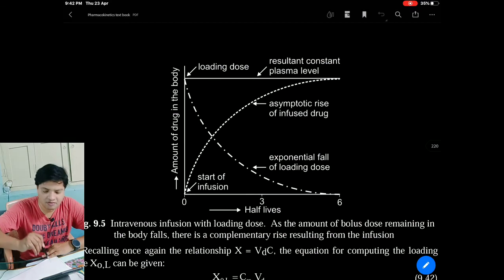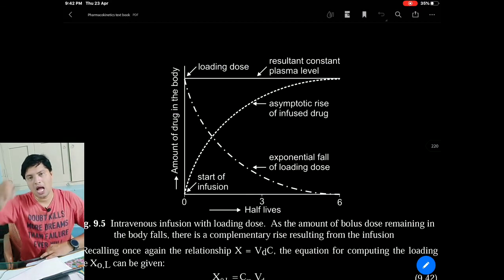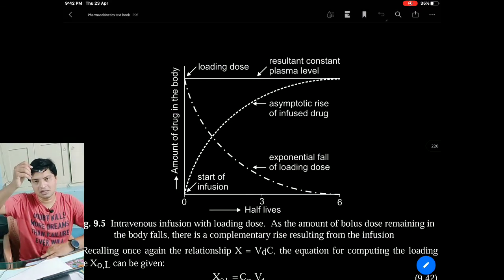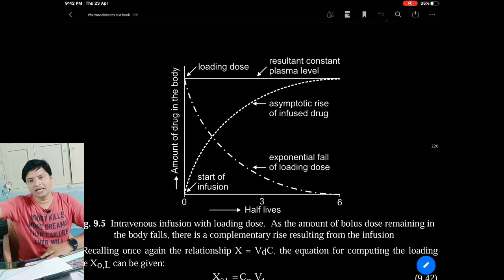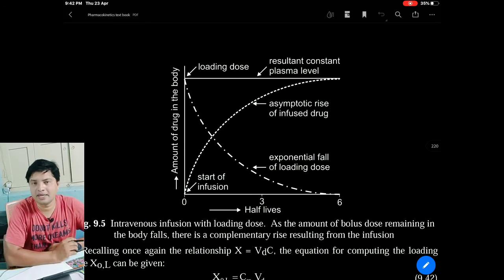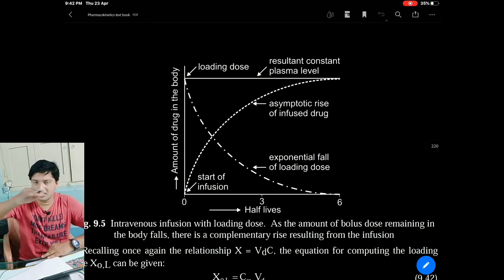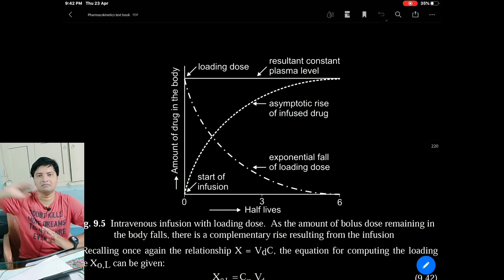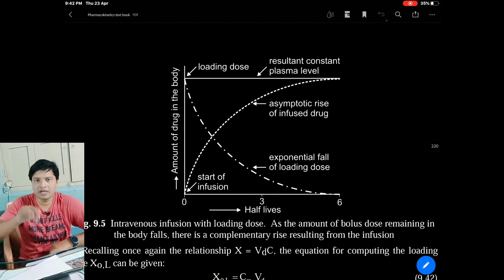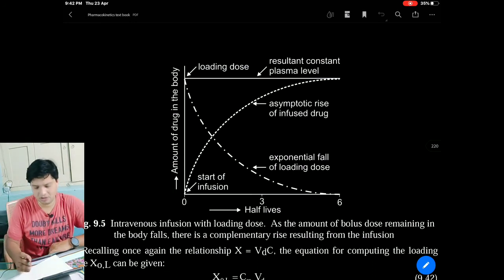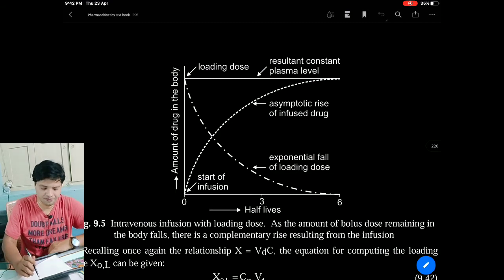So infusion will start slowly, and by the time this IV bolus, that is the loading dose, starts decreasing, the infusion will also increase, and it will attain steady state and maintain the steady state of the drug continuously. So the amount for steady state will be maintained continuously by giving the loading dose as well as the maintenance dose. We call this the maintenance dose.